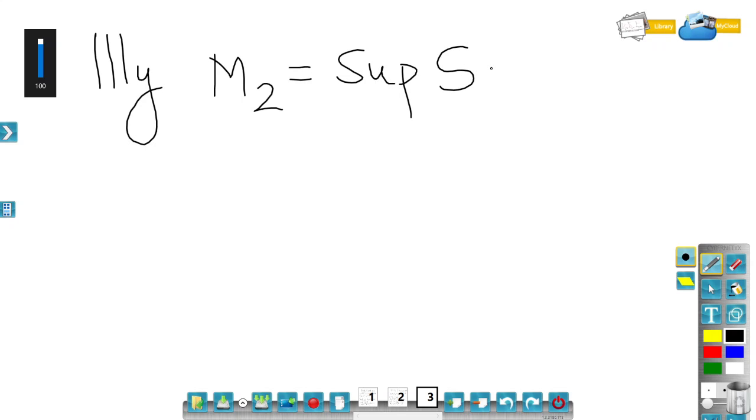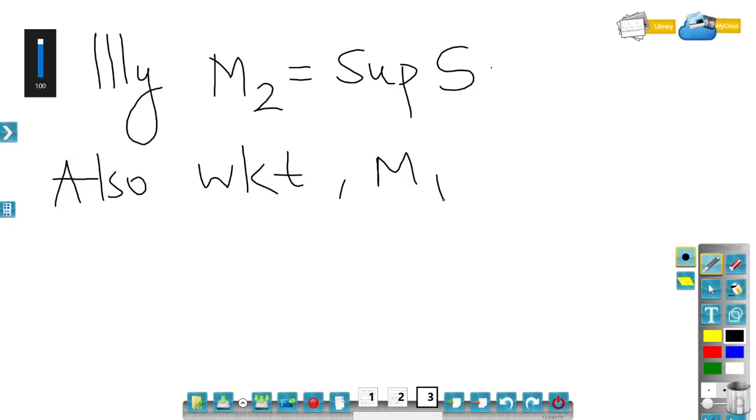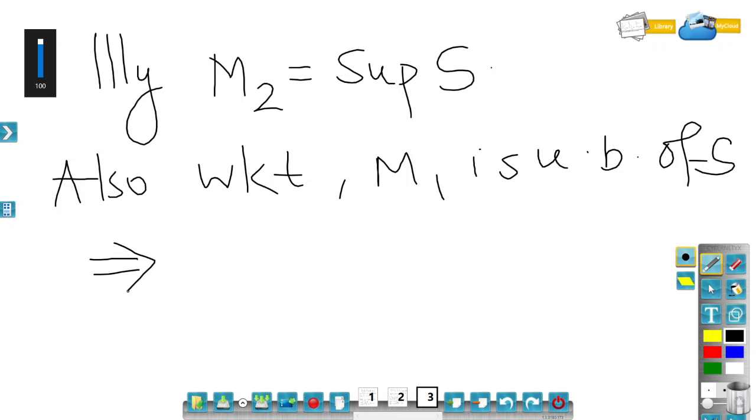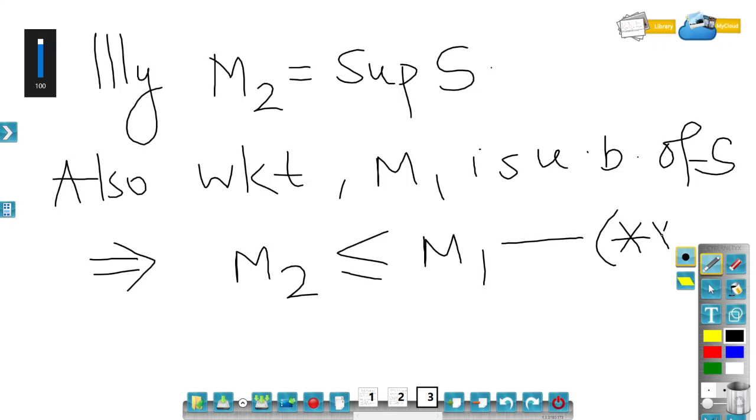Similarly, M2 is equal to supremum of S. Also, we know that M1 is an upper bound of S. So M2 is the least upper bound and M1 is an upper bound. So this would imply M2 must be smaller than or equal to M1. This I will number as double star.